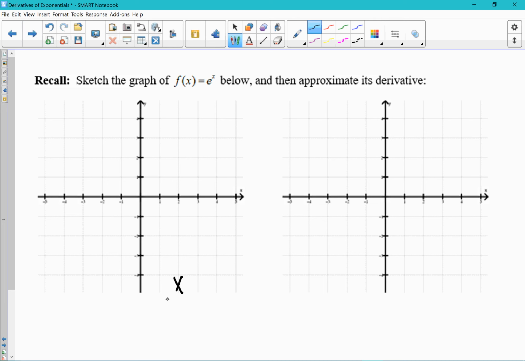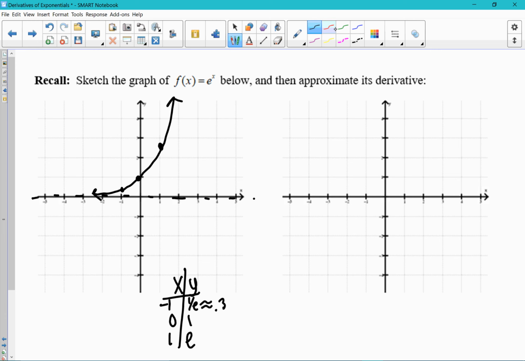So if I make a little t-chart, when x is 0, then it's 1. When x is 1, the y value is e, so about 2.7-ish. And when x is -1, it's 1 over e, which is about 0.3-ish. So it's about this. Now, it does have a horizontal asymptote, because no matter what value of x I plug in, it will never reach 0, but it can get ridiculously close. And in general, it's going to look like this.